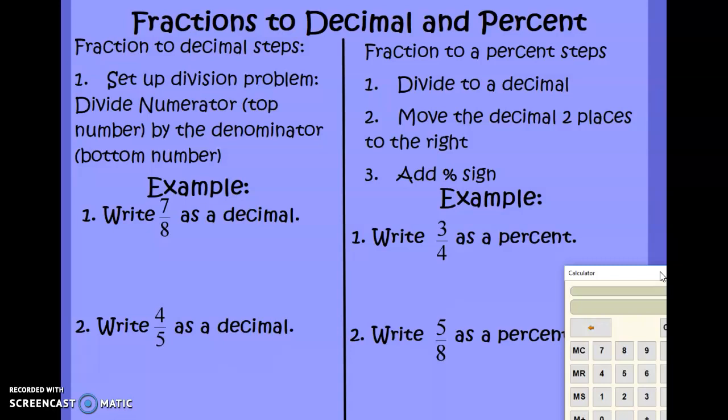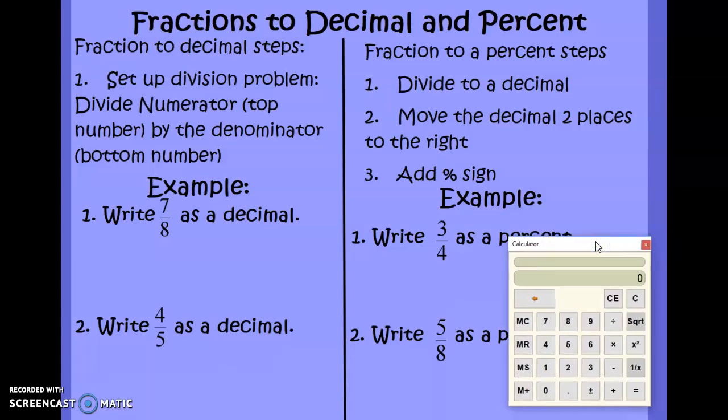Okay, so we're going to start with taking a fraction and converting it to both a decimal and a percent, and then we're going to do decimals to fractions and percents and so on.